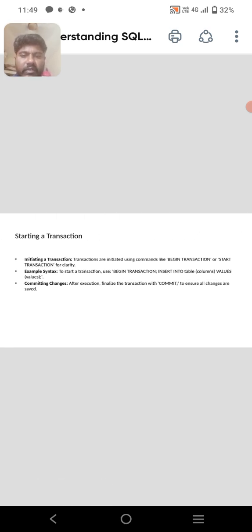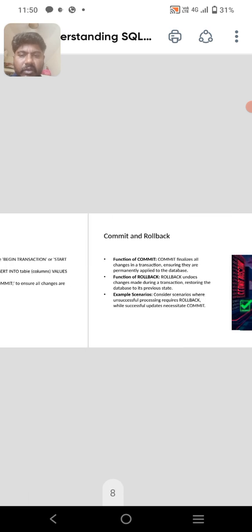The next one is starting a transaction. A transaction is initiated using commands like BEGIN TRANSACTION or START TRANSACTION for clarity. An example of the syntax: start the transaction using BEGIN TRANSACTION. We use queries like INSERT INTO table (columns) VALUES (values). Committing the changes: after execution, finalize the transaction with COMMIT to ensure all changes are saved.